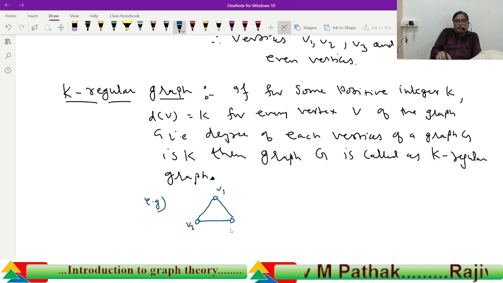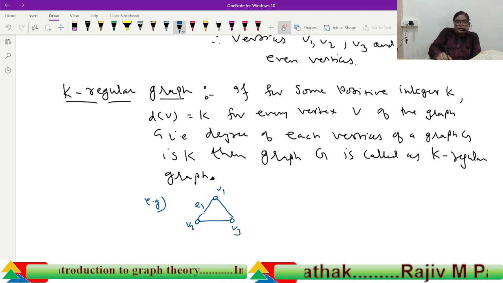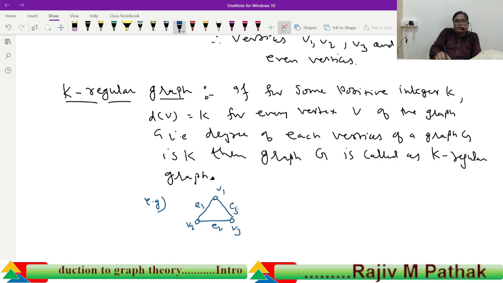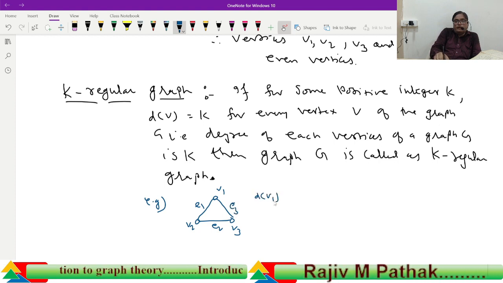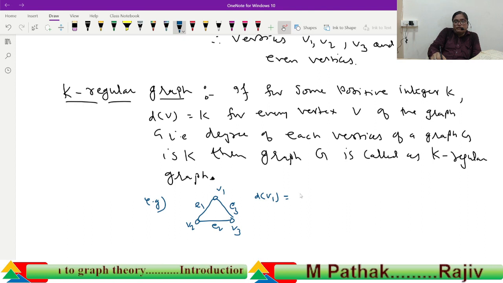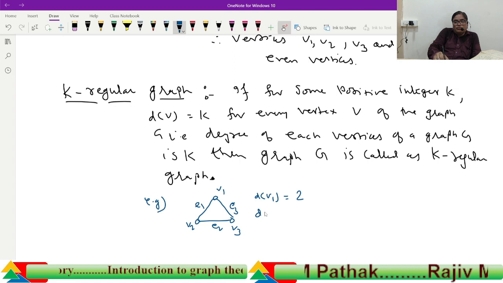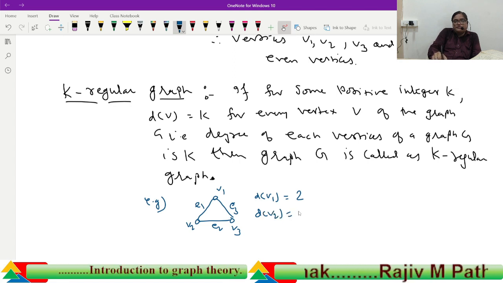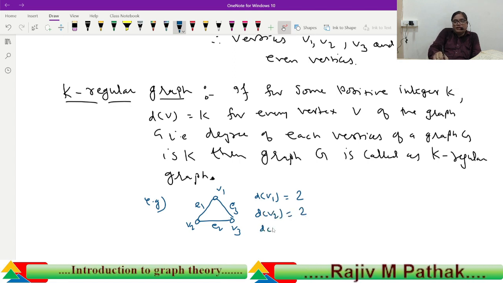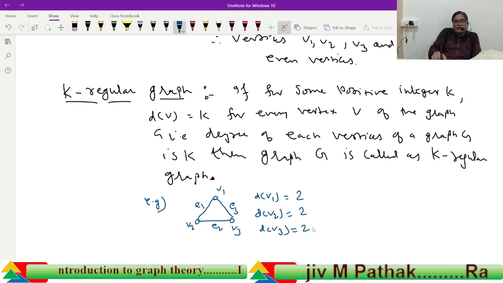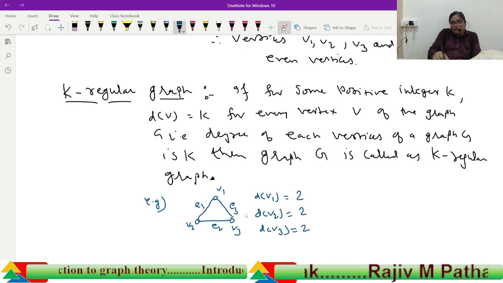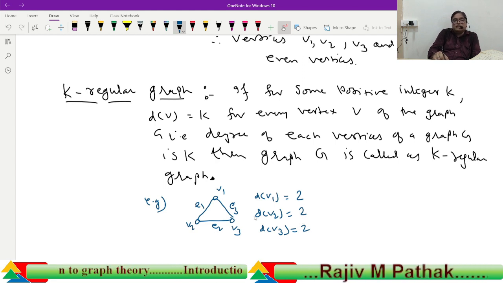V1, V2, V3. These are E1, E2, E3. So what is the degree of V1? Please tell me fast. Degree of V1 is 2. What is the degree of V2? 2. What is the degree of V3? 2. So degree of V1 is 2, degree of V2 is 2, degree of V3 is 2. Here we see that the degree of each vertex is 2.